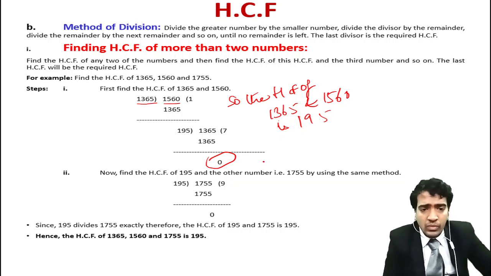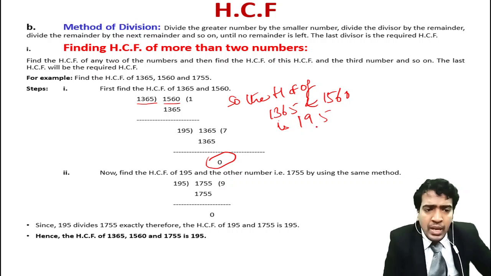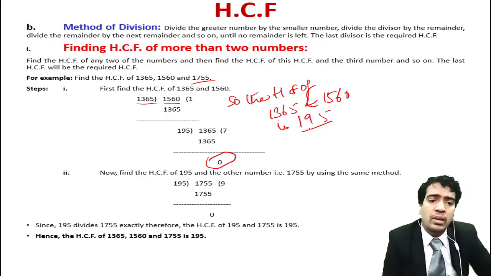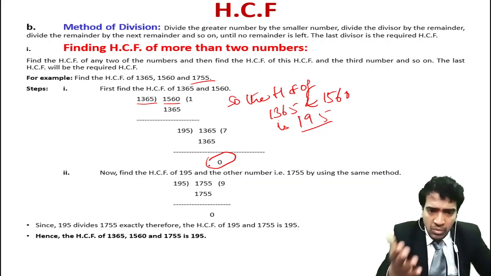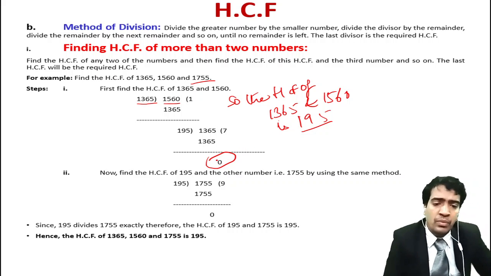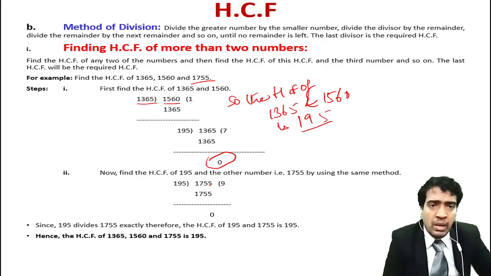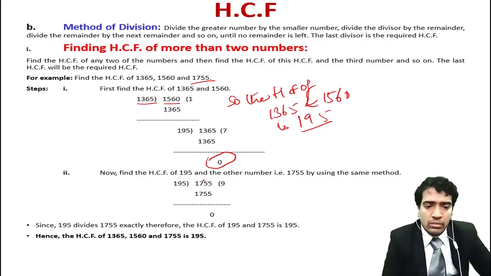Okay. Now what you can do is, immediately you see if this number 195 divides the other number. If it divides, then 195 is the highest common factor. If it doesn't, then follow the method of division for 195 and the remaining number and try to find out the highest common factor.